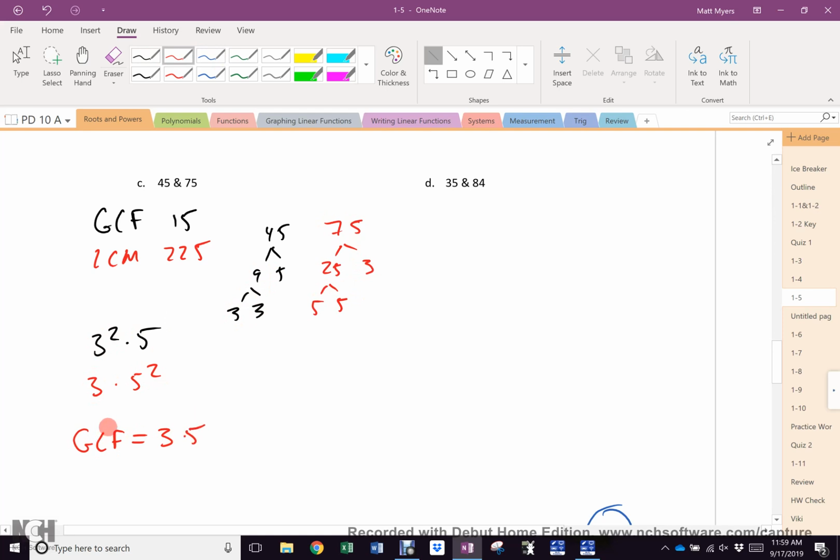GCF, because factors are smaller, you have to take the smaller number. Okay? So it's 3 times 5, so it's 15.